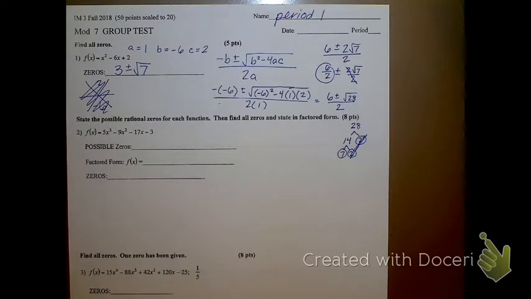Some groups just put the possible zeros. Does it ask for possible zeros? And with an x squared, you don't have to deal with possible zeros. Just go straight to snowflake or quadratic formula.